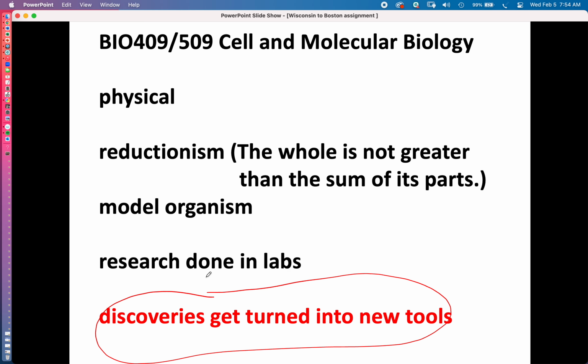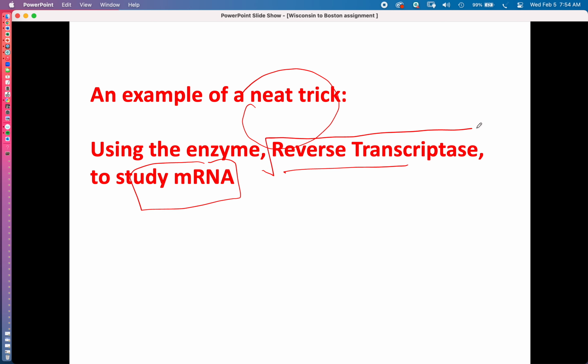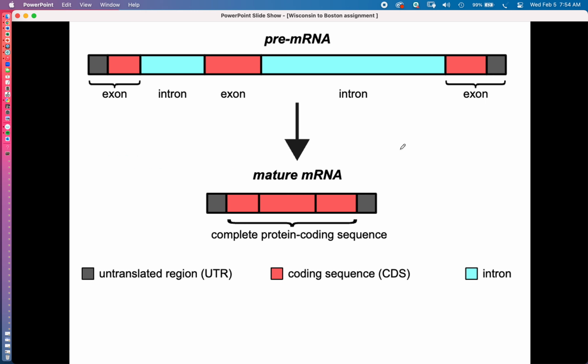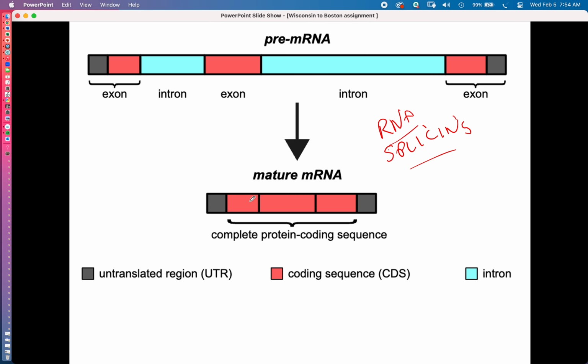So now we're going to describe how it's used as a tool. So it's an example of a neat trick, and it's the reverse transcriptase from that RNA retrovirus that is actually used now to study mRNA. So it's not used as an infection. The scientists just take that one enzyme and they use it to study mRNA. And what they study is something called RNA splicing. So let me draw that, and now we'll draw our second picture.